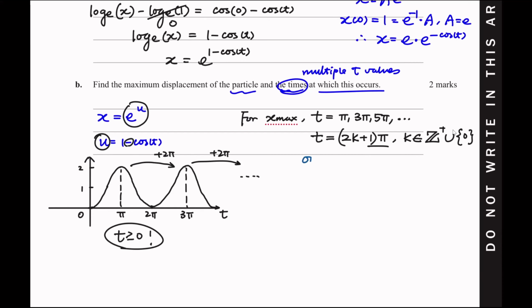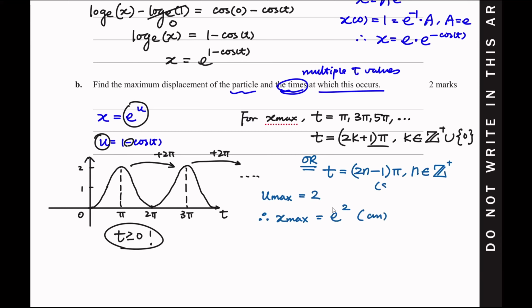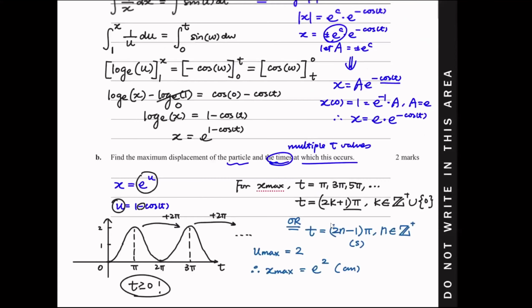Another way you could write, I'll put an or here, t equals 2m minus 1 times pi, and your m value belongs to Z plus. That is because when you choose m equals 1 to start with, you have 2 minus 1 times pi. That's pi. So make sure you're starting with t equals pi here, okay? And u max equals 2. Therefore, x max equals e to the power 2 in centimeters. And this answer is in seconds, okay? So that's the second part of the question.